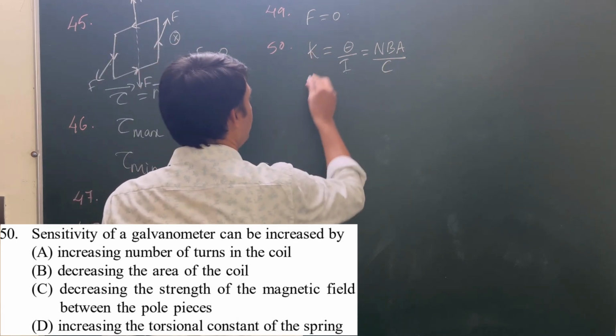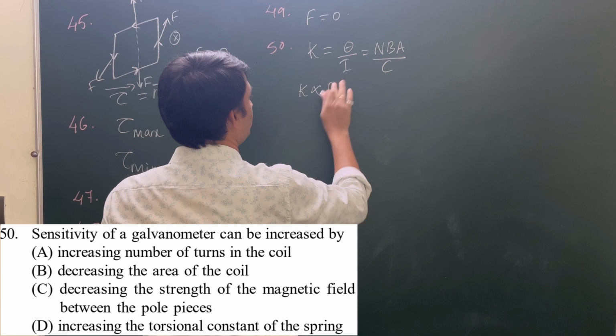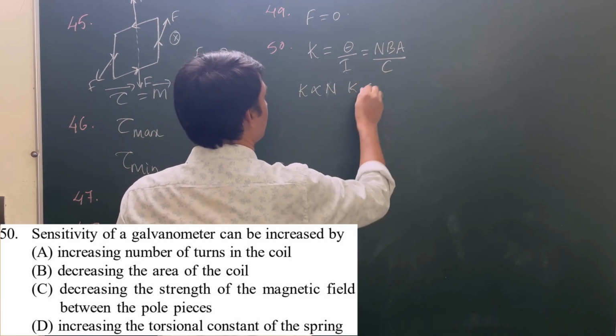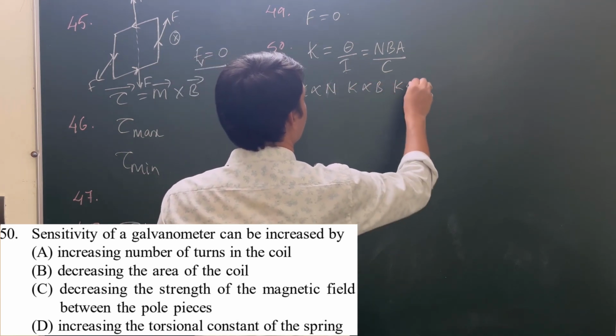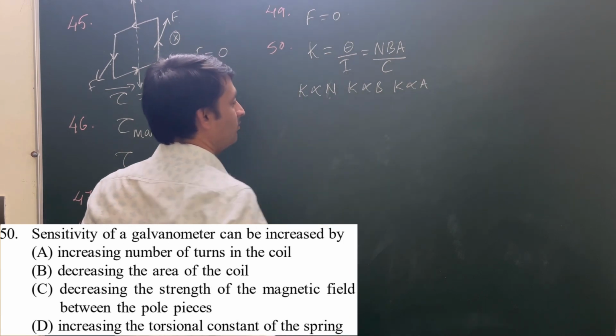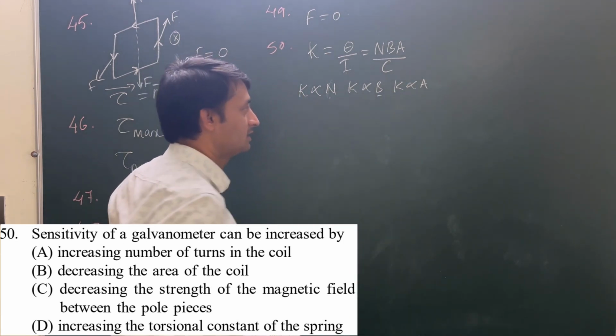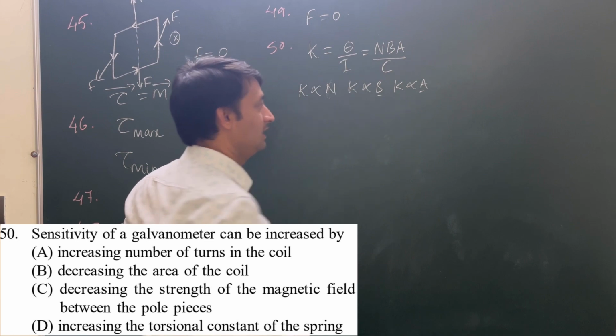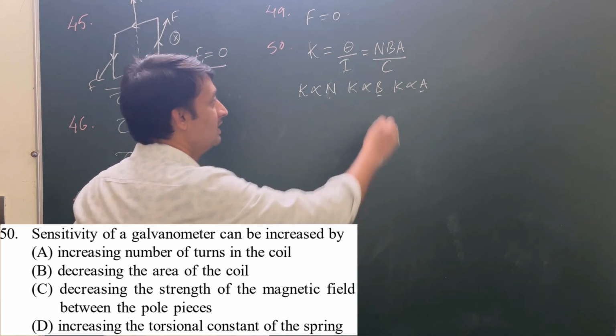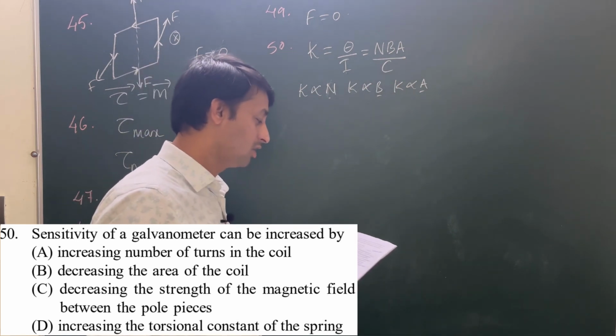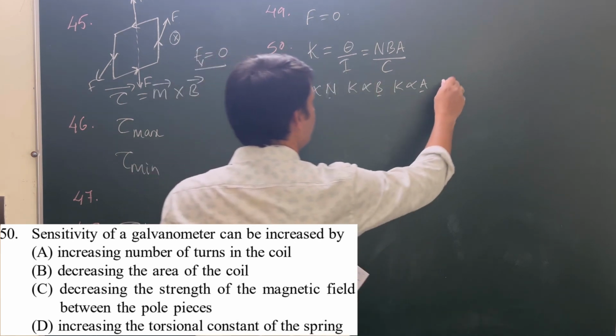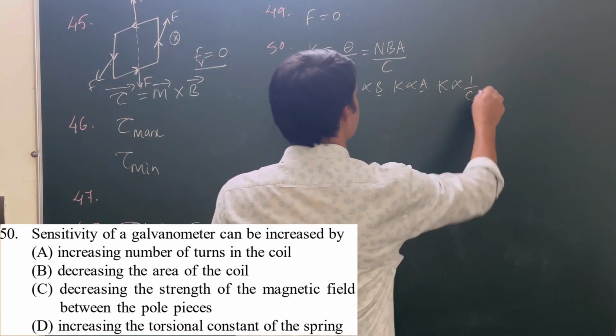Here K is directly proportional to N, K is directly proportional to B, K is directly proportional to A. N is the number of turns, B is the strength of magnetic field, A is the area of the coil, and C is the torsional constant here. K is inversely proportional to C.